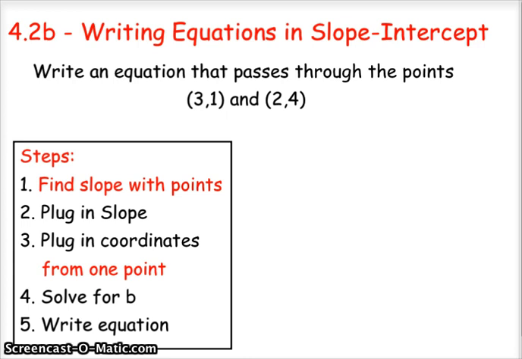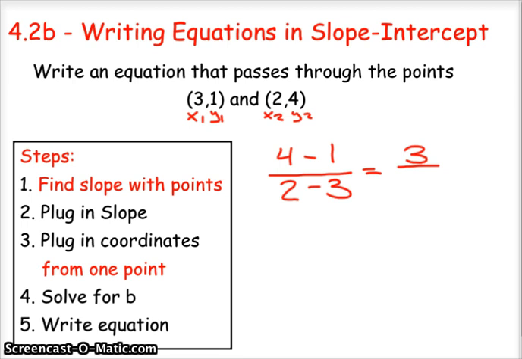So let's walk through this example to see what it looks like. My first step is to find my slope. I'll use the algebraic method. I have my x1 and y1 and my x2 and y2. So I'll do 4 minus 1, my y2 minus my y1, divided by my x2, which is 2, minus 3. Simplifying that, 4 minus 1 is 3, and 2 minus 3 is -1, which results in a slope of -3, just like we saw with the graph earlier.